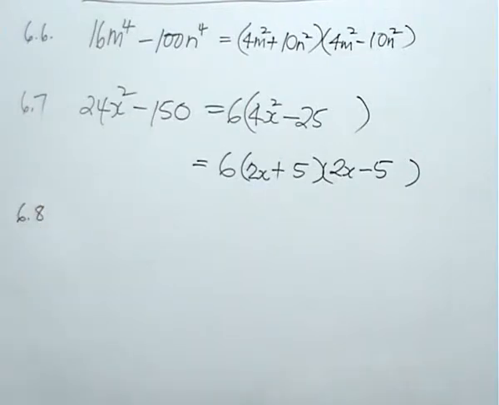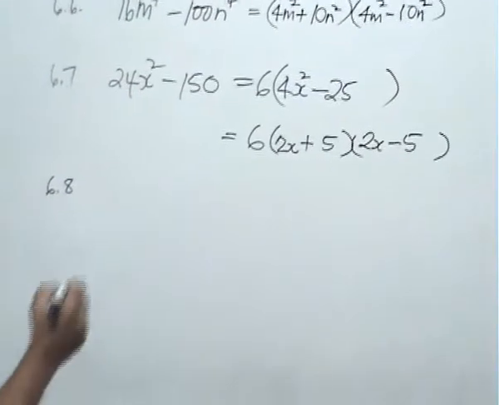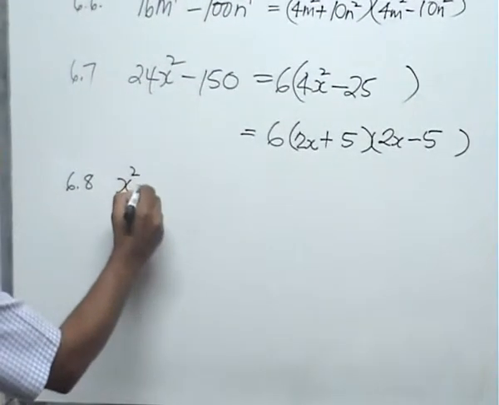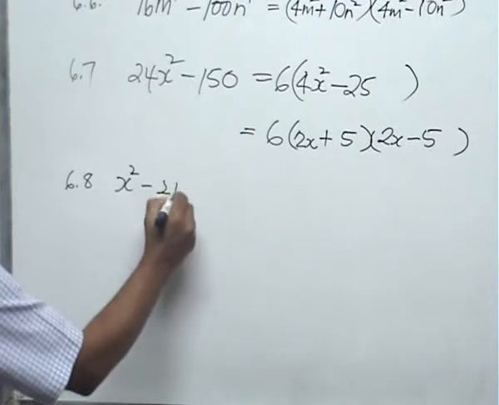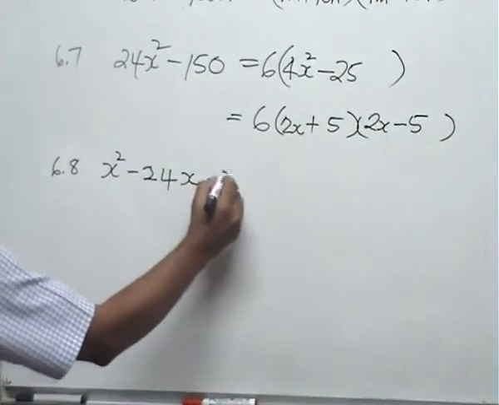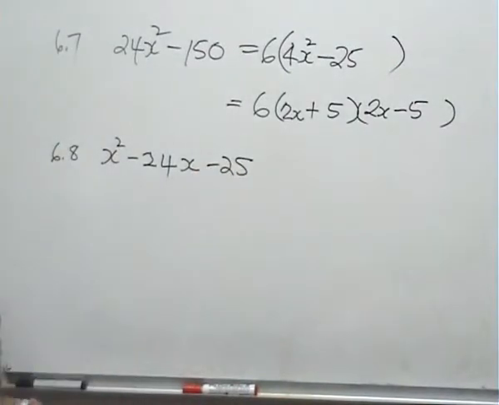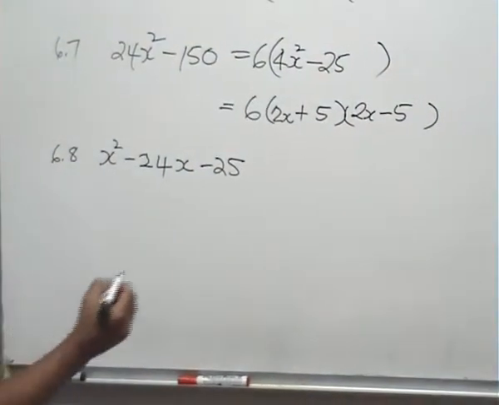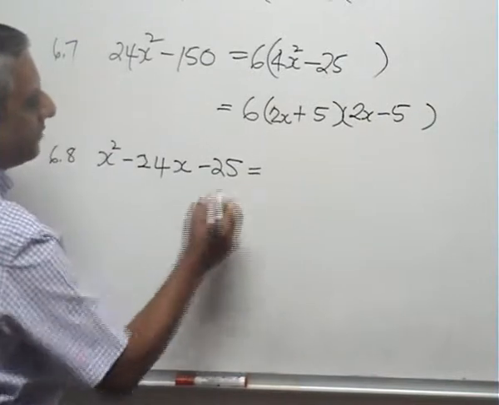Let's move on to 6.8. x squared minus 24x minus 25. Right, so this is the trinomial.